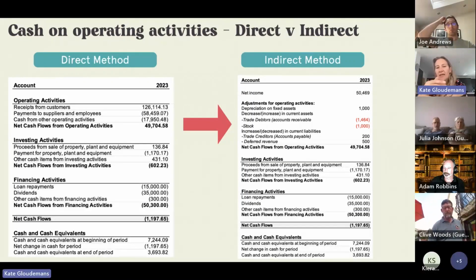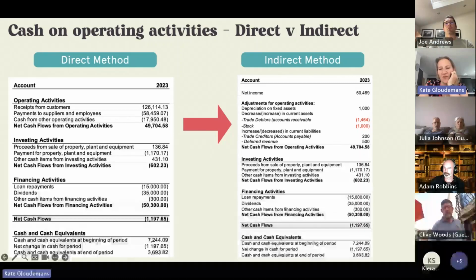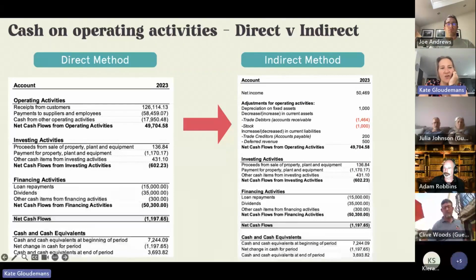going from. The indirect method is slightly different, you see, because if you look at the top, you've got operating activities. On the right-hand side, you start with the net income or your net profit that you see in the profit and loss, this 50,000, but then you have to adjust back for all the items that either aren't in the profit and loss or are non-cash items. So you might take out things like depreciation or any movement in current assets. So it makes it a little bit more complicated to think about.